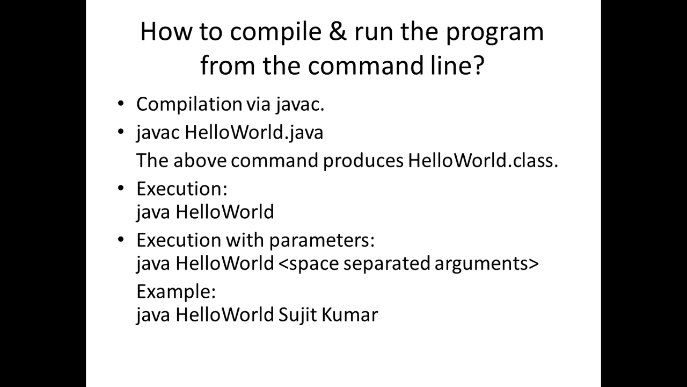And how do you compile and run a Java program from the command line? You use the Java compiler called javac, and you say javac and the name of the file. This command will produce a file called HelloWorld.class, and this class will contain the byte code, and you can execute this class file by giving it to the Java program, which is the Java launcher. You say java HelloWorld, but when you run it, you need to know that you don't actually specify the class extension. The .class is omitted when you give it to the Java launcher.